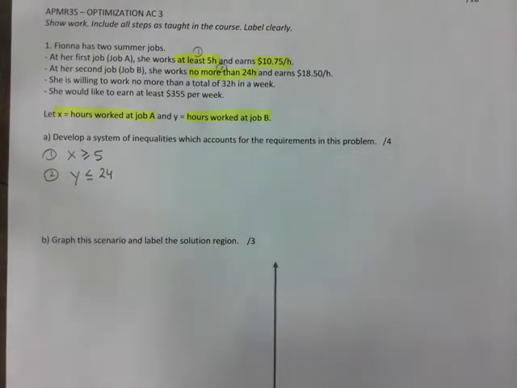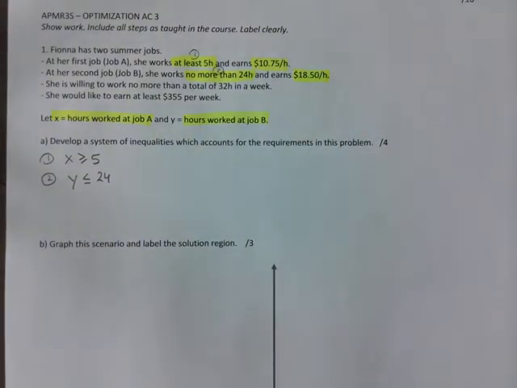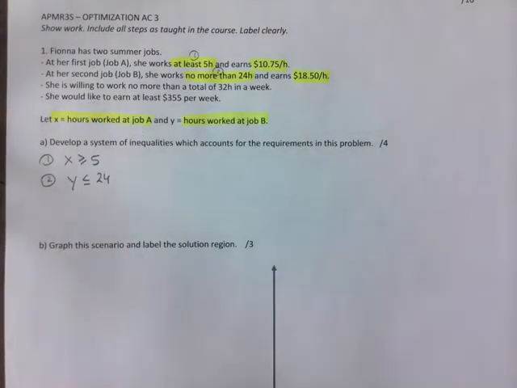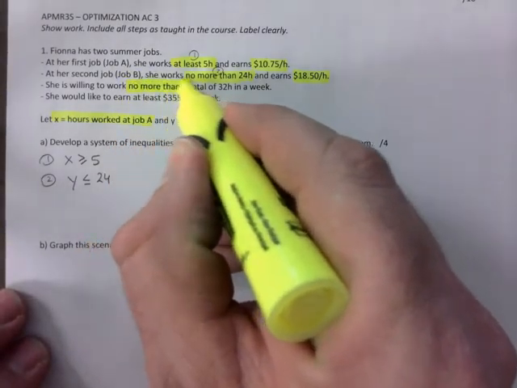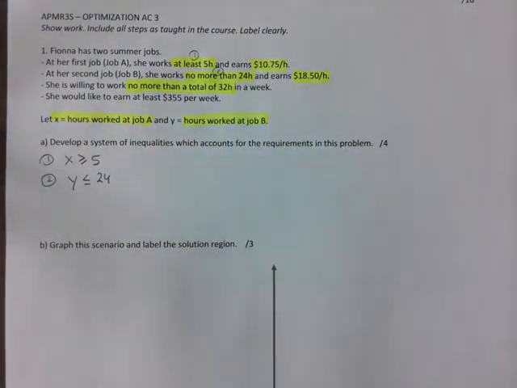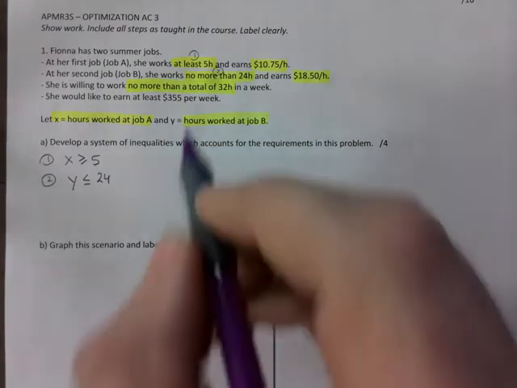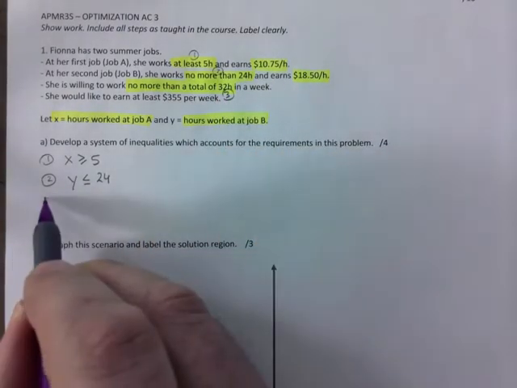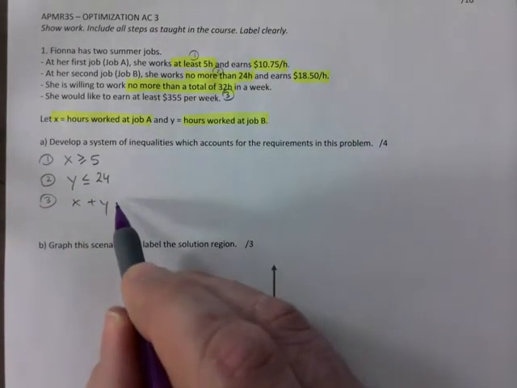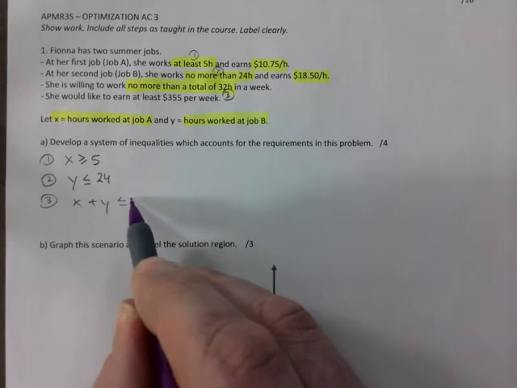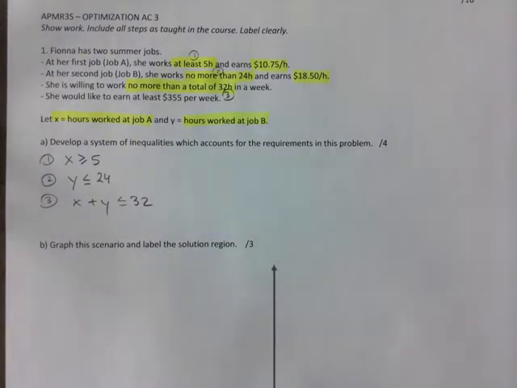And then there's $18.50 an hour. But that's just a fact. That's not an inequality. Probably going to use it later. She's willing to work no more than a total of 32 hours in a week. So no more than 32 hours total. So that's combined between the two jobs. That is number 3, right? So inequality number 3 is if you add up the hours, it has to be less than or equal to 32, right? It can't be more. 3 marks right there.